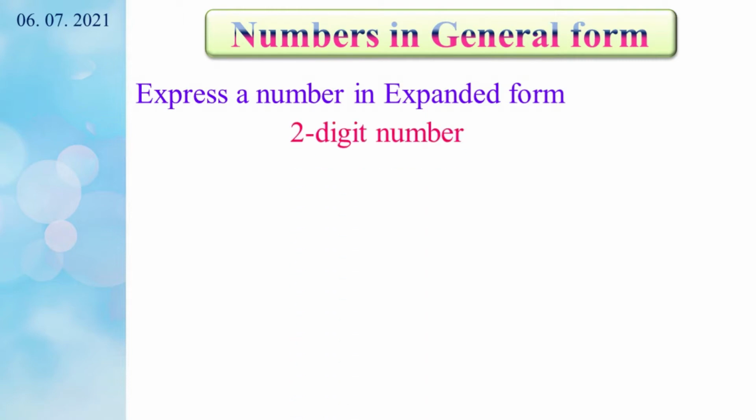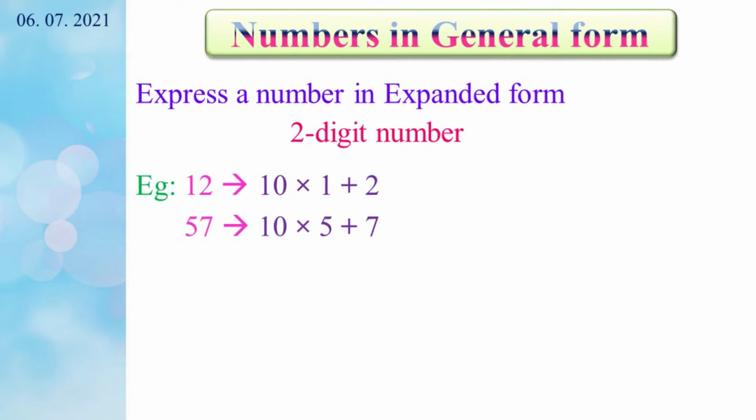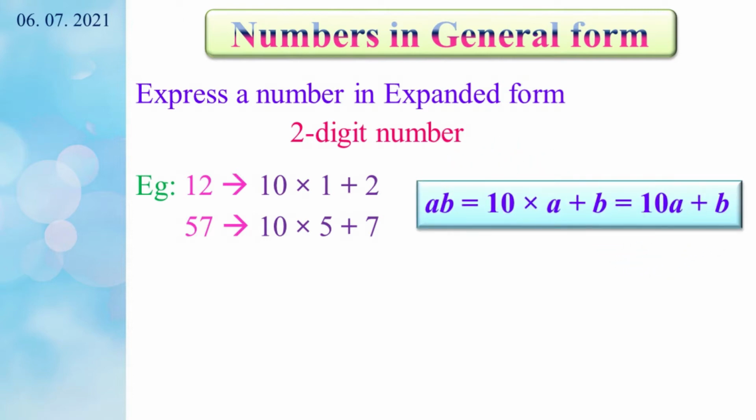Now we see the generalized form of a 2-digit number. Observe the following examples. 12: in 12, 1 is at the 10's place and 2 is at the 1's place. So 12 can be expressed as 10 into 1 plus 2. Next, 57. Similarly, we write 10 into 5 plus 7. In general, any 2-digit number AB made up of digits A and B can be written as AB equals 10 into A plus B, equals 10A plus B.